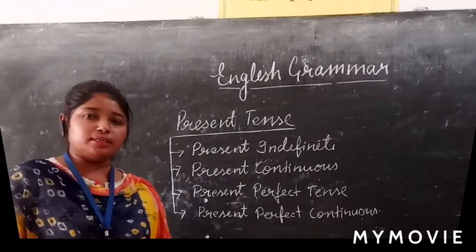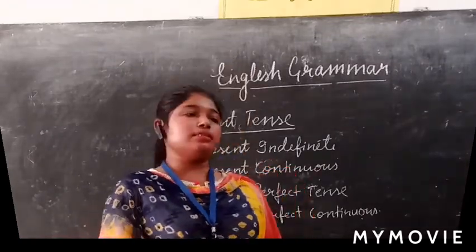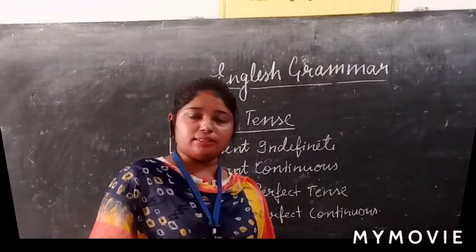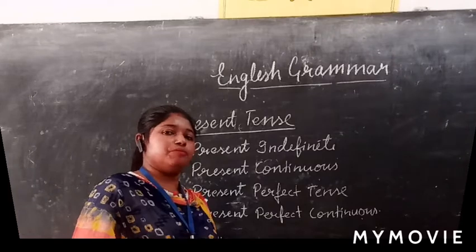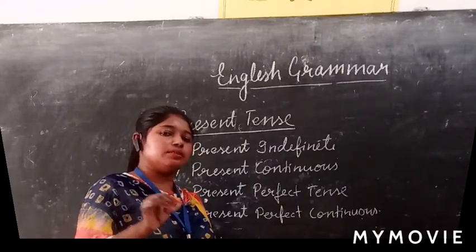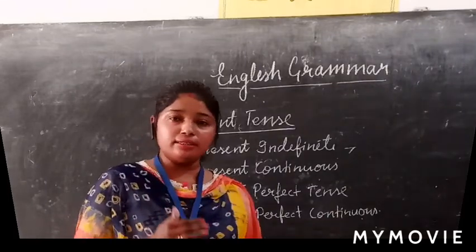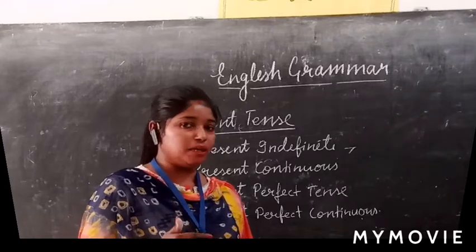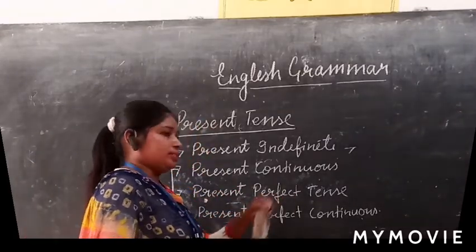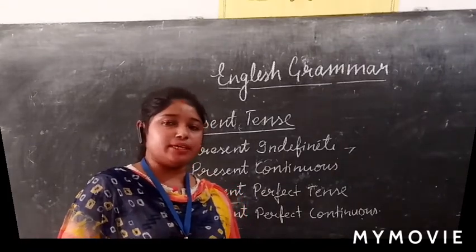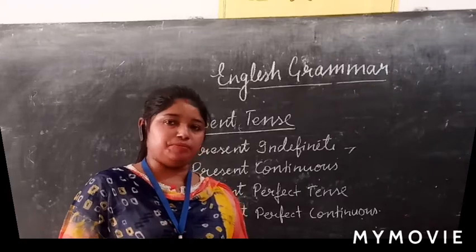Okay, now let us see what is present indefinite tense. Present indefinite tense tells about the daily habitual action, daily routine. Means it is not definite. The action is not definite when the action is started. Only it is speaking, the action is going on. Okay. Now present continuous tense tells the action is started earlier, but at the time of speaking the action is continuing. Okay. Now present perfect tense. Present perfect tense denotes the time of action that has been started earlier and has been completed at the time of speaking. Okay.